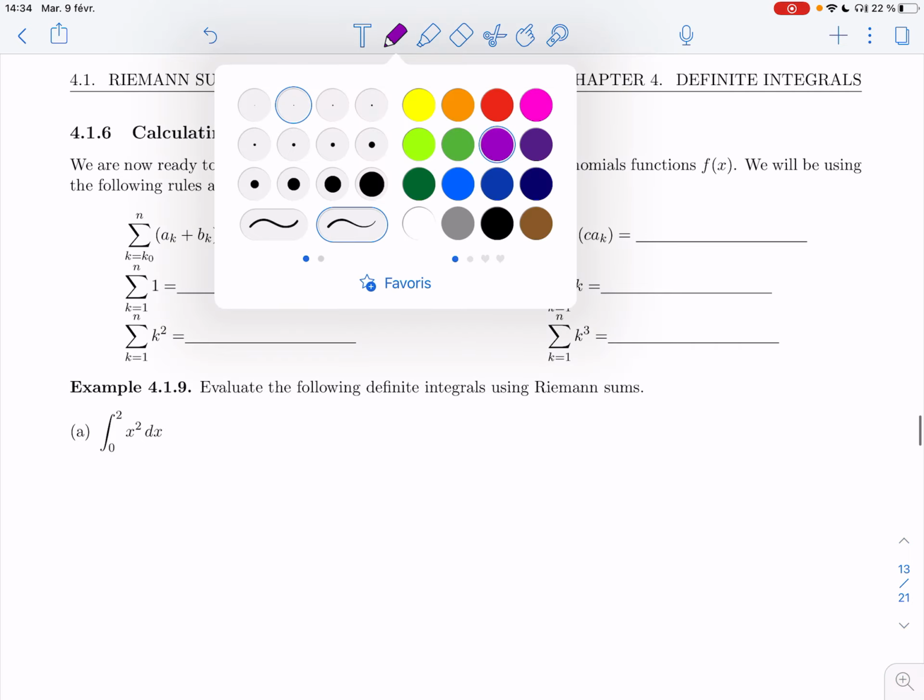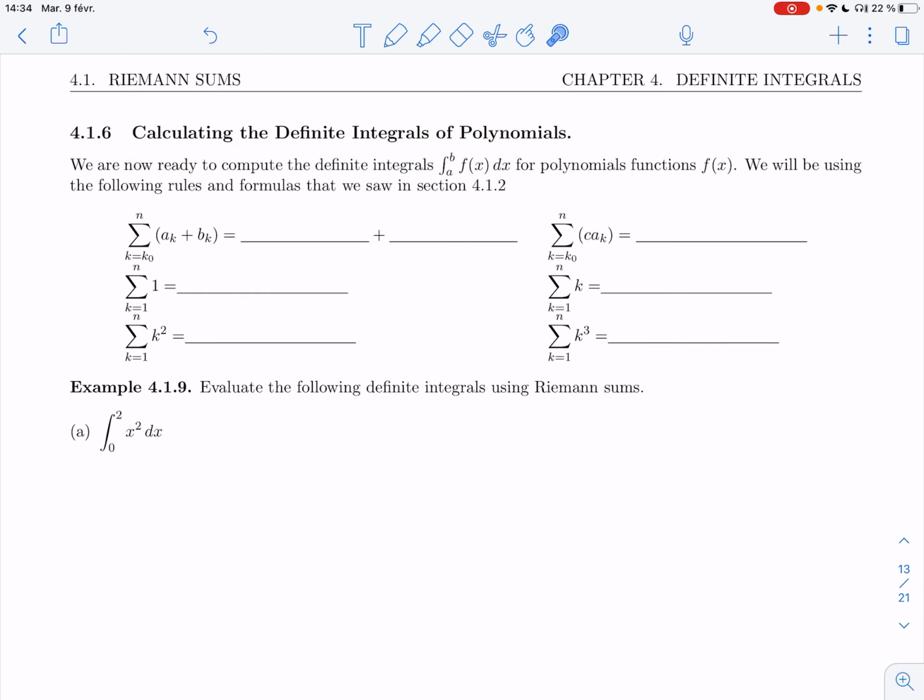First of all, if you have a sum of two terms, you can split them. You'll get two different sums, still from k equals 0 to n. So the bounds of your summation do not change, but you can split the terms and do one at a time. Second, if you have a c that's common to all your terms, you can factor it out. And this is what you get.